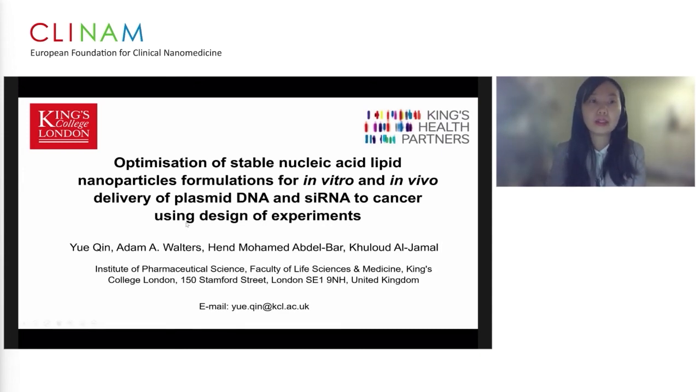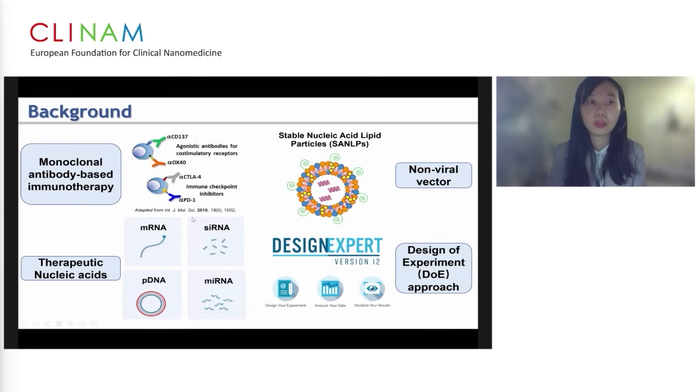We all know that unexpected immuno-related adverse events limit the application of monoclonal antibody-based immunotherapy. We found that therapeutic nucleic acid is an alternative to antibody for cancer immunotherapy. Therefore, in this study, we would like to use stable nucleic acid lipid particles, SNAPs, to co-deliver the plasmid DNA and the siRNA for cancer immunotherapy.